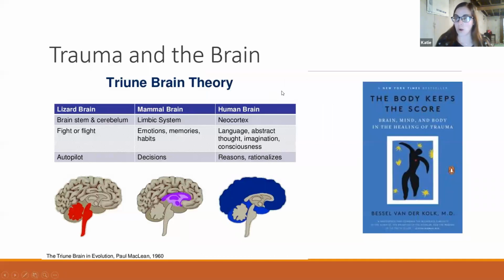Has anyone read the book, The Body Keeps the Score by Bessel van der Kolk? Okay, I almost call it the trauma Bible. It's really great, it's well written. Only read it if you are ready to really dive into what trauma is and how it really is seen in the body, because I've heard it can be upsetting at times. That's always my disclaimer. So this really describes the brain in a great way.